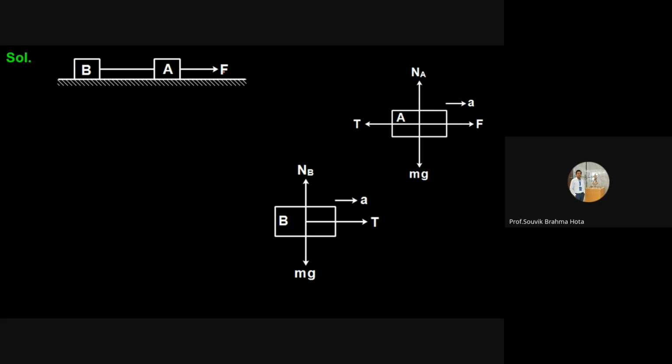And then NB is the upward normal direction for B, mg is downward, opposite to NB, and tension is in the direction of object A, and definitely the acceleration will be in this direction.